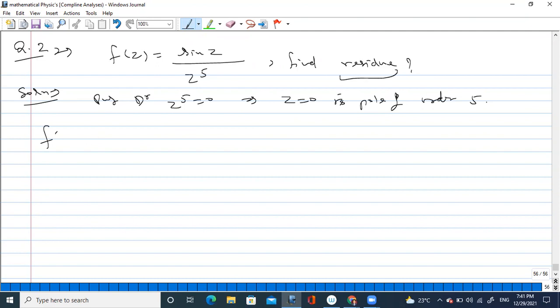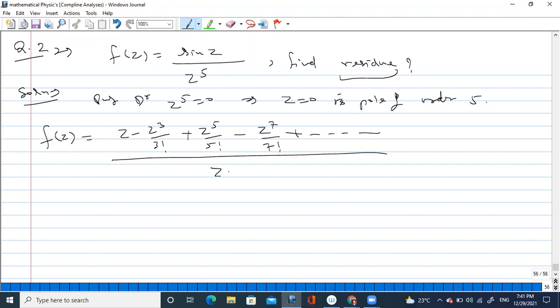So for that I have to find out the series. So sin z is z minus z cube by factorial 3, plus z to the power 5 by factorial 5, minus z to the power 7 by factorial 7, like this, and plus dot dot dot. Divide by z to the power 5. So just divide this in every term. So it will become 1 upon z to the power 4.